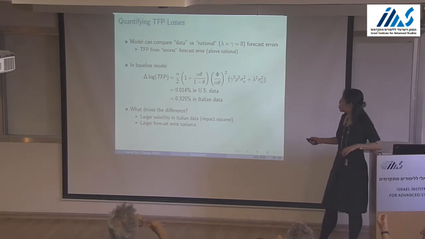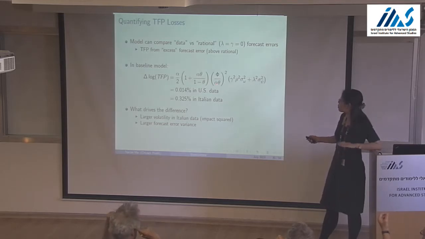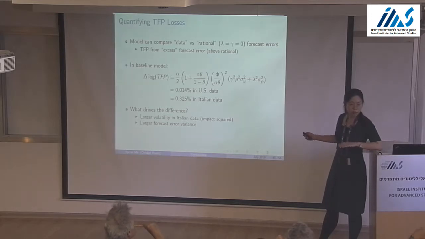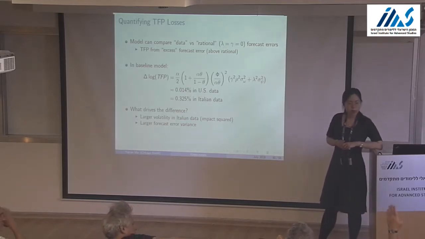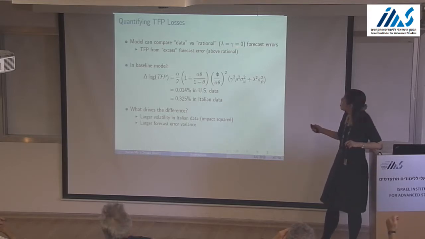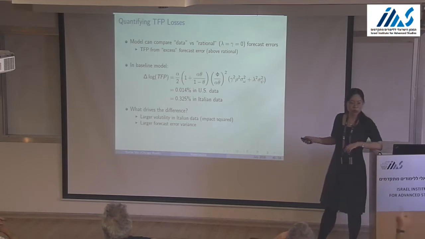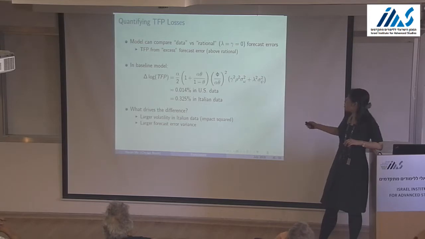This formula is the difference between the TFP for a given level of distortion relative to no distortion. And of course, it will be zero if there's no distortion. So it's just the difference of log TFP. You're just looking at the difference between the two exercises. One with lambda and gamma equal to zero, and the other with some unknown gamma and lambda that you're trying to estimate. No, relative to a benchmark where gamma and lambda are equal to zero.